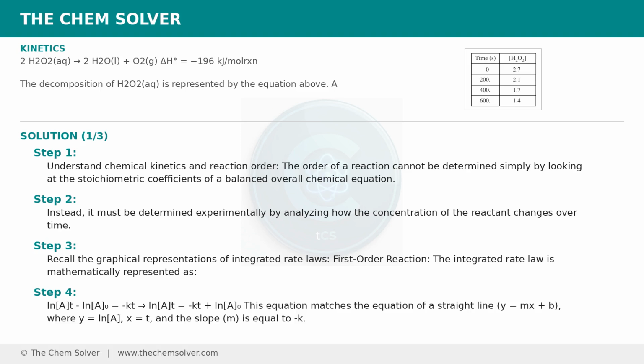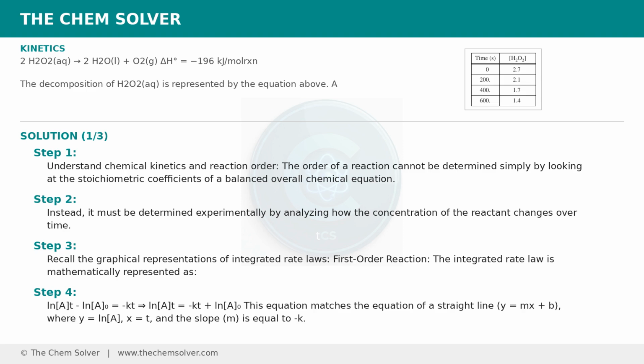Understand chemical kinetics and reaction order. The order of a reaction cannot be determined simply by looking at the stoichiometric coefficients of a balanced overall chemical equation. Instead, it must be determined experimentally by analyzing how the concentration of the reactant changes over time.